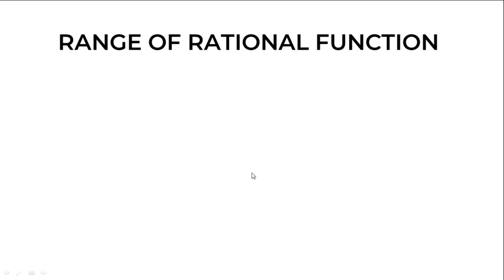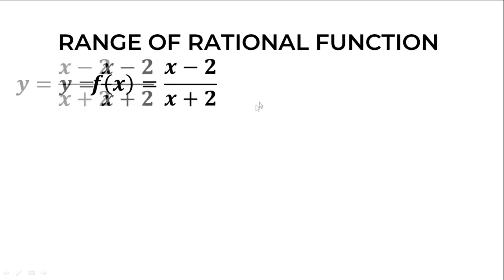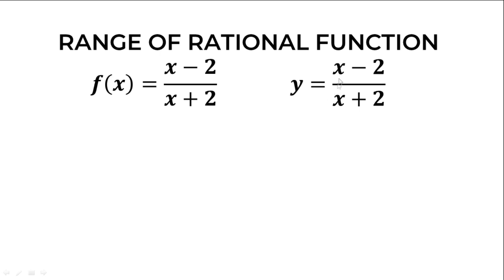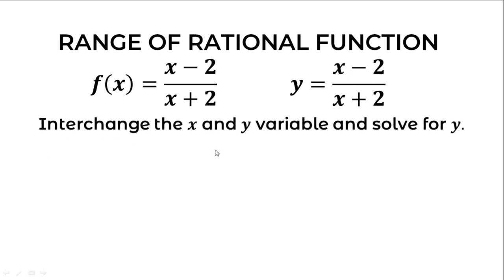Okay, next is range of rational function. So meron tayong example ng rational function which is f of x is equal to x minus 2 all over x plus 2. And this is also equal to y is equal to x minus 2 all over x plus 2. Sa pagkuha ng range of rational function, we are going to interchange the x and y variable and solve for y. So sa madaling salita, kukunin natin yung inverse function ng rational function. So itong y maging x at yung x maging y.